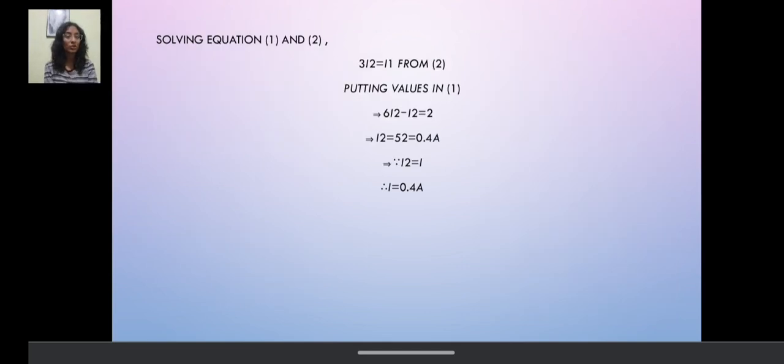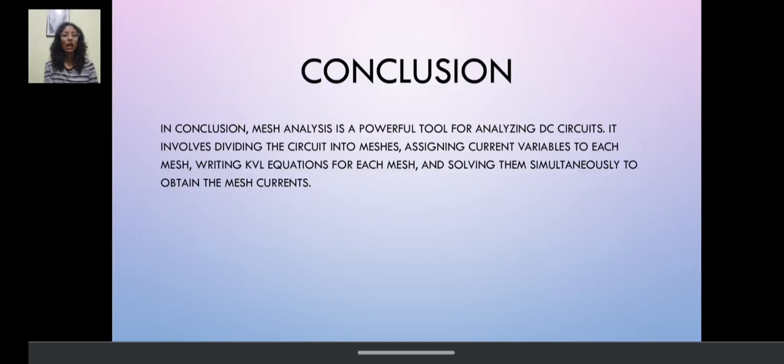Solving equations 1 and 2: 3 I2 is equal to I1 from equation 2. Putting the value in equation 1, 6 I2 minus I2 is equal to 2. I2 is equal to 2/5, which is equal to 0.4 ampere. Therefore, I1 is equal to 1.2 ampere. Now the value of the current I is 0.4 ampere. And those were the two examples for mesh analysis.